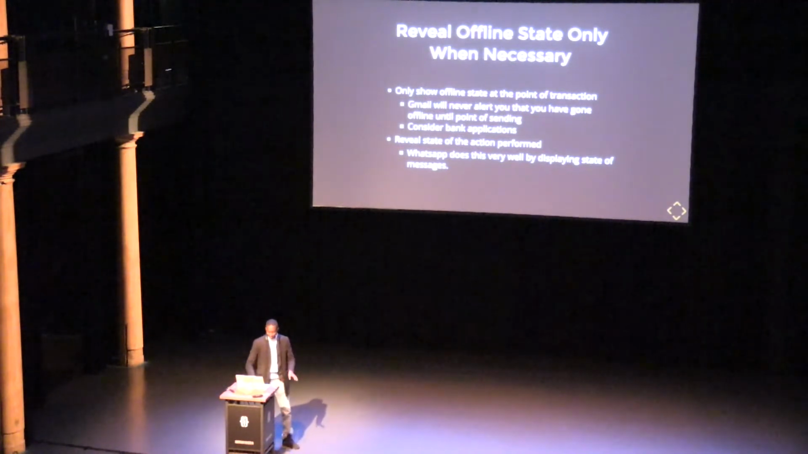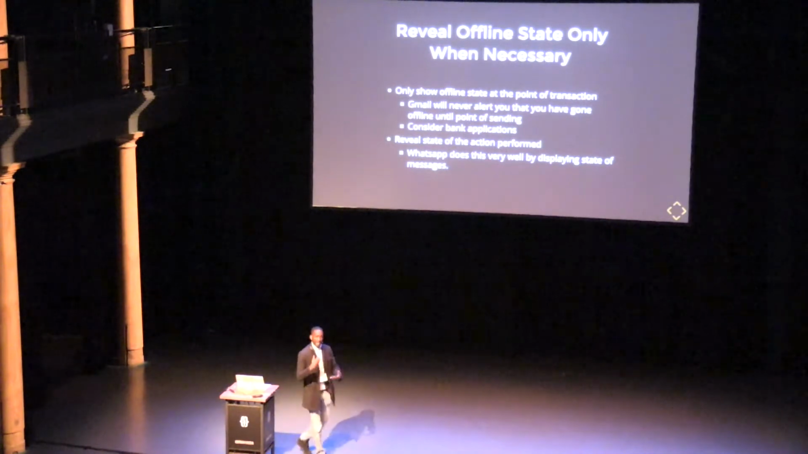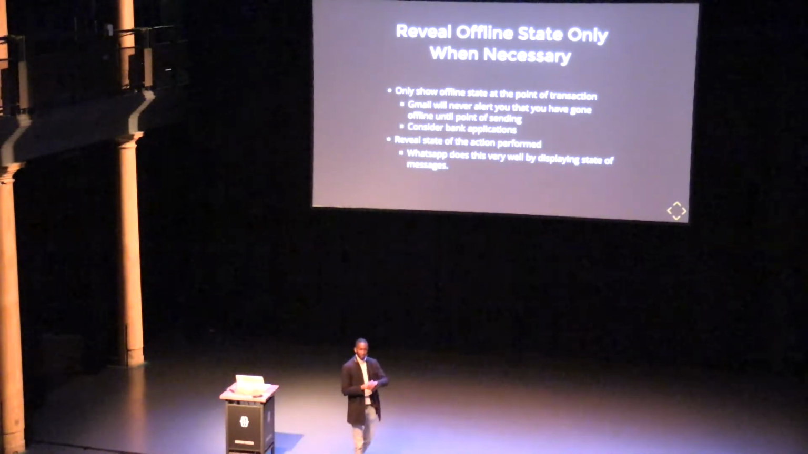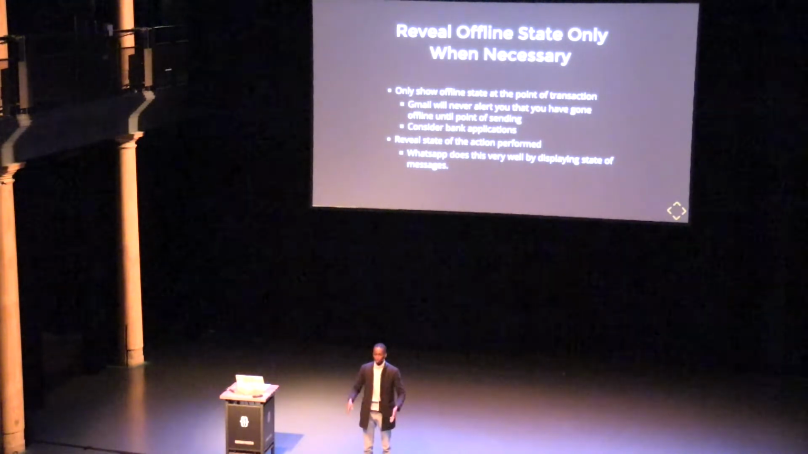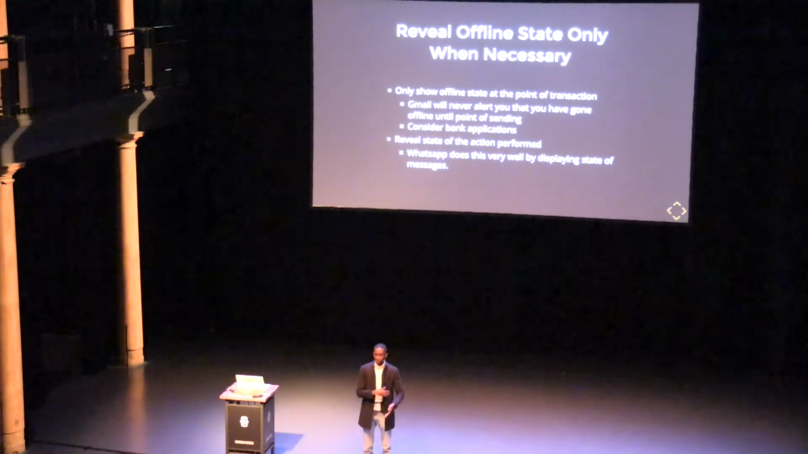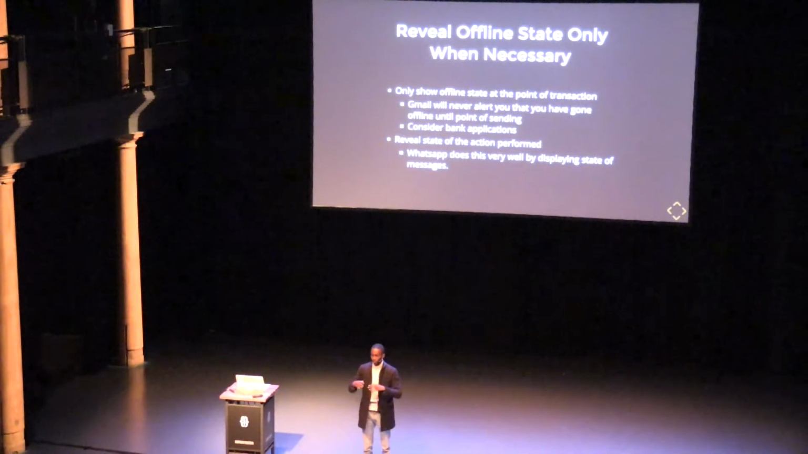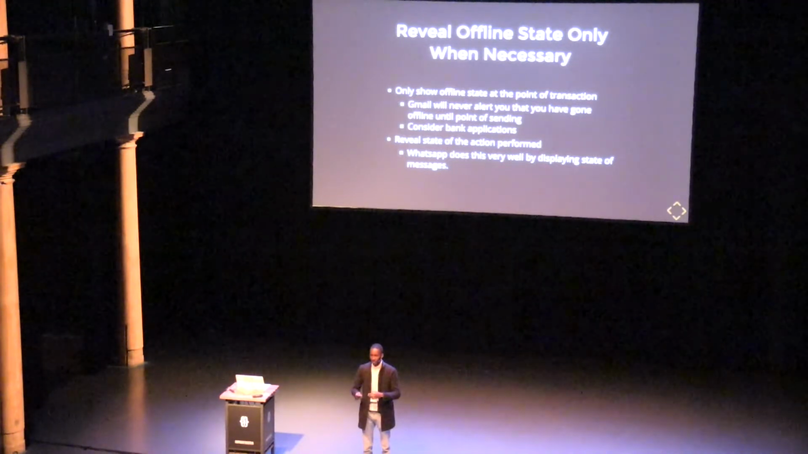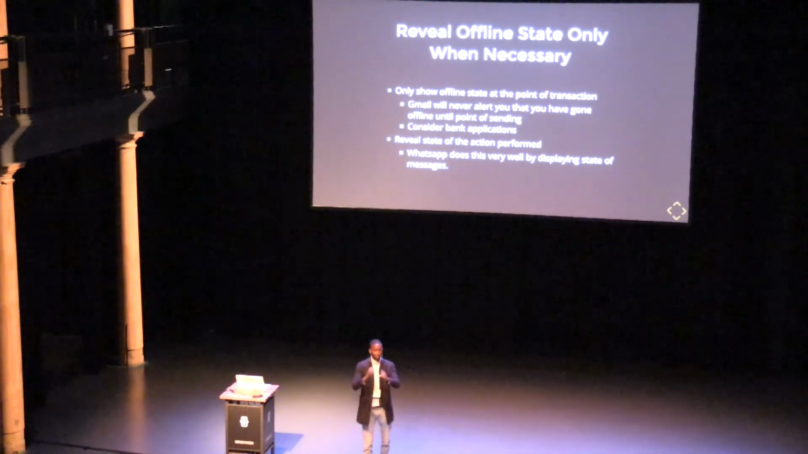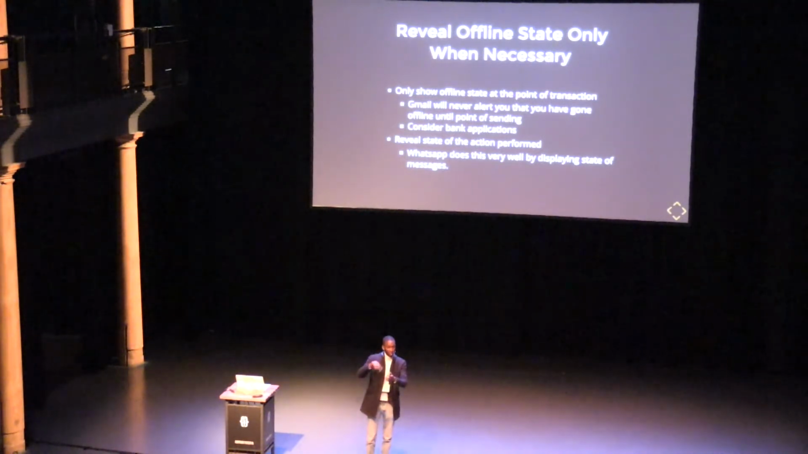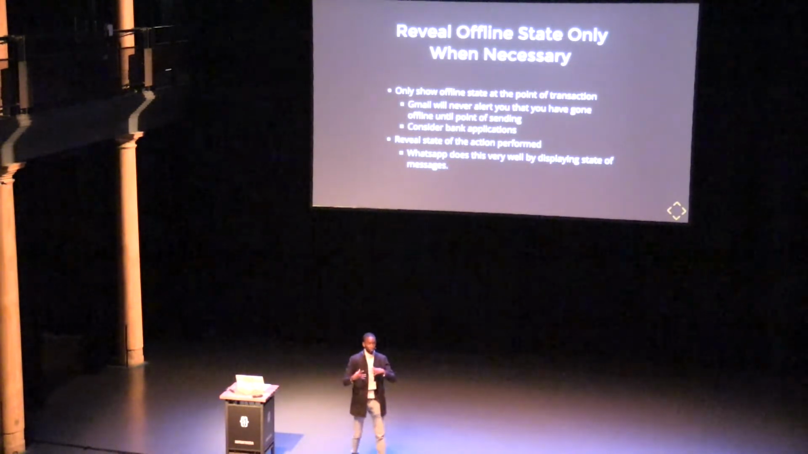Exactly. So also, you want to reveal the state of the action performed. This is where WhatsApp does it really well. WhatsApp is one of the few applications that when it's broken, you will know. I think a week ago, there was a global outage, and in like a minute or two, people knew that it wasn't their phone or their connection, it was WhatsApp, because WhatsApp would give you states. When you send a message, it would have the loading, if it's been read, all these things. So it tells you what you're doing.